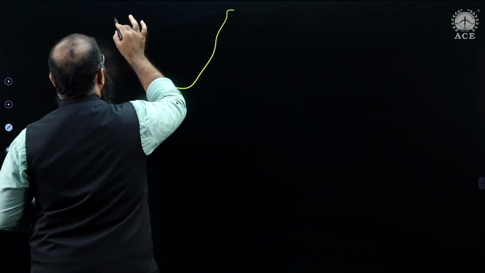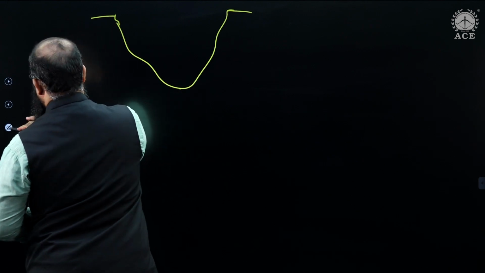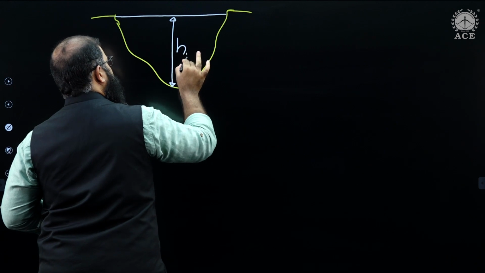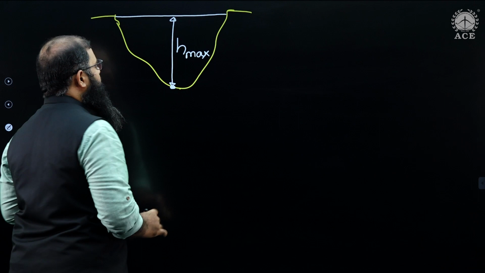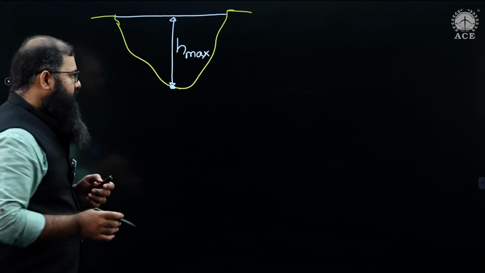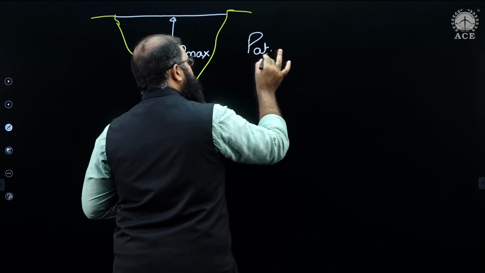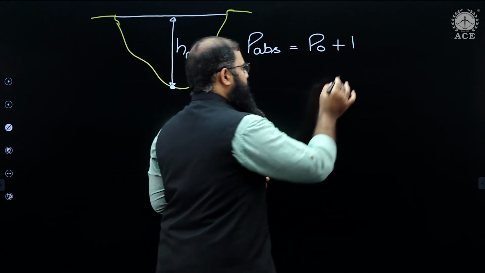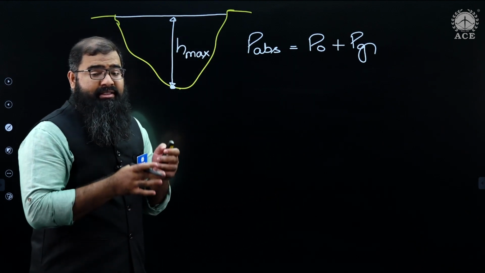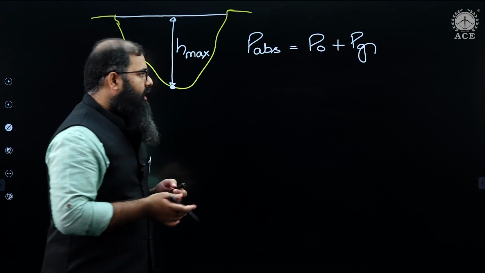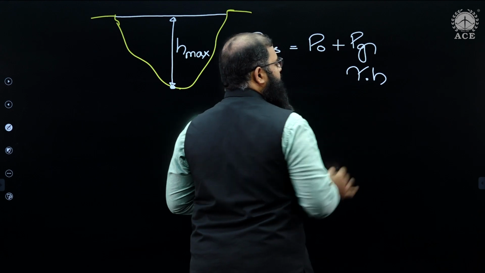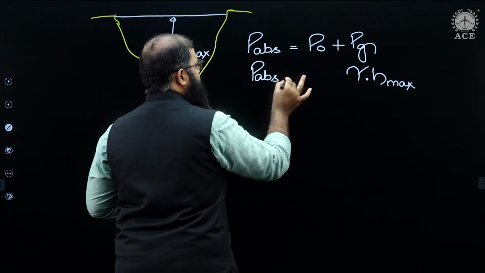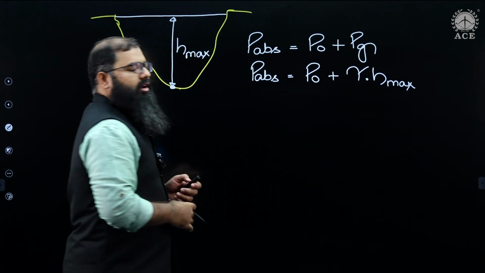Imagine you are having some lake, something like this. This happens to be the maximum depth. Let us say the fluid is available like this. At this particular point, you want to identify the value of pressure in absolute scale. How to solve this? We know that the absolute pressure is equal to P0, that is your local atmospheric pressure, plus gauge pressure. And since the fluid is incompressible, the gauge pressure has a direct formula, that is gamma times H. Since I want it at H max, the value of P absolute at H max is equal to P naught plus gamma times H max.